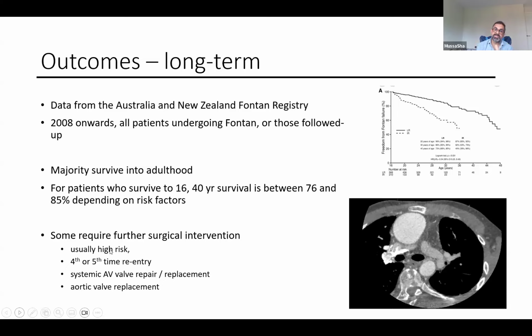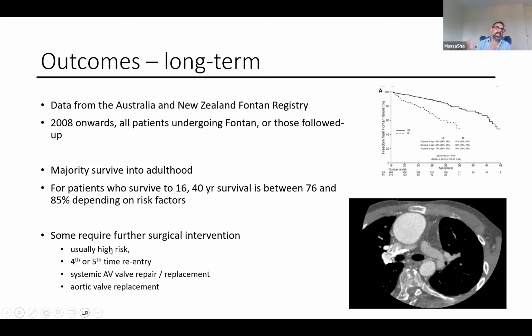And for those patients that do survive to 16, and I think there is attrition in that period between Fontan, in that sort of 5 or 6 years after the Fontan operation, that's where you probably get the most attrition. But for those patients that get to 16, actually the 40-year survival is between 76 and 85%, depending on their risk factors. So actually not too bad, considering these were all patients that were probably consigned to a fairly early demise. Some patients might require further surgical intervention, even though they've had their Fontan.